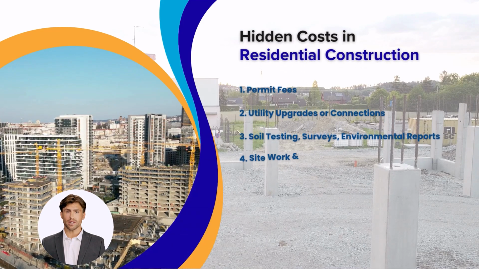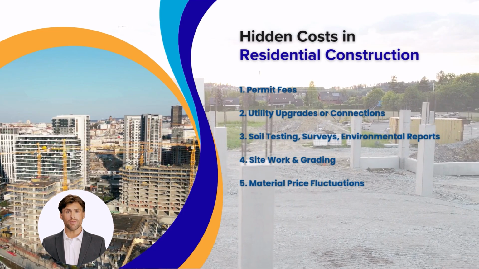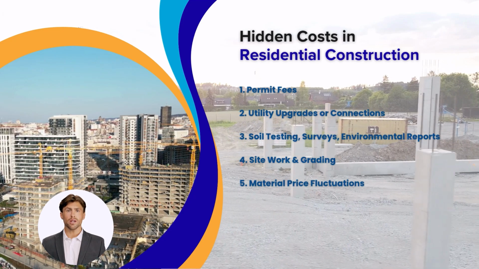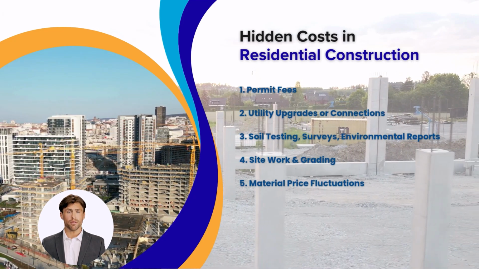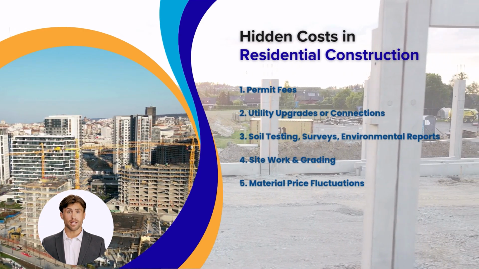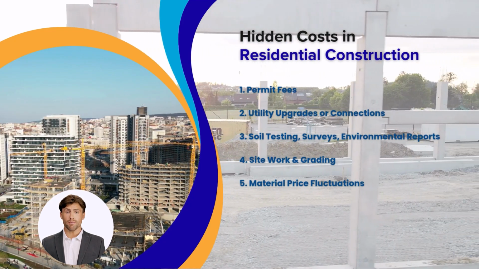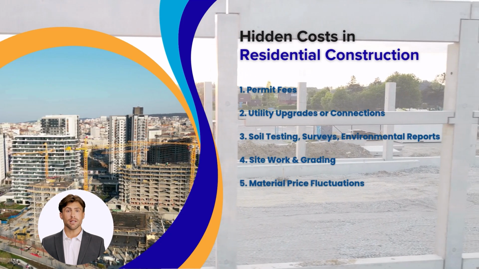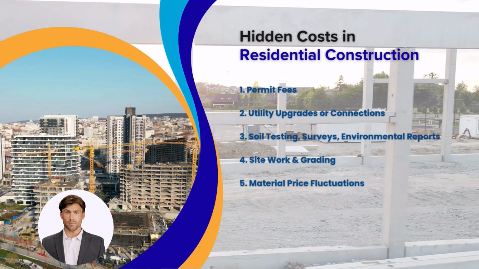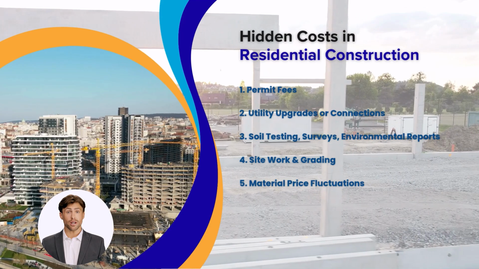Hidden costs in residential construction. 1. Permit fees. Includes development application fees, construction certificates, and Section 94 or 7.11 contributions, depending on the LGA. 2. Upgrades or connections, including NBN setup, sewer mains connections, or water infrastructure that may be charged by providers like Sydney Water. 3. Soil testing, surveys, environmental reports, geotech surveys, bushfire risk assessments, BAL ratings, and flood studies are often needed but rarely budgeted early.